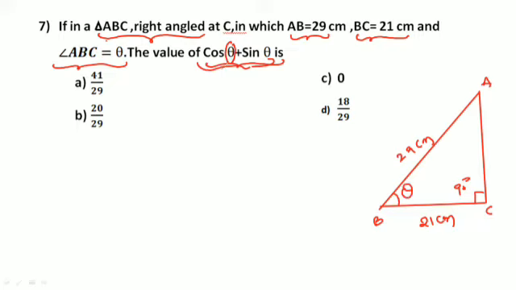Now children, see, to find cos theta and sin theta: cos theta is nothing but adjacent side by hypotenuse, and sin theta is equal to opposite side by hypotenuse. Got it? So here, the adjacent side to theta has already been given, and we have the hypotenuse. But to find sin theta, children, we don't have the opposite side to theta. So first of all, we need to find the opposite side of theta here. Now tell me, children, how can we find the opposite side to theta? 29 square minus 21 square.